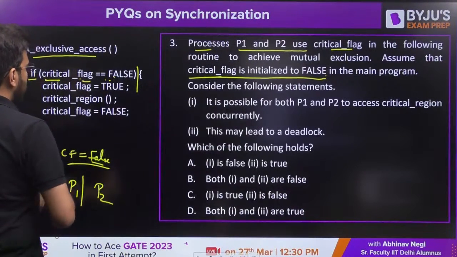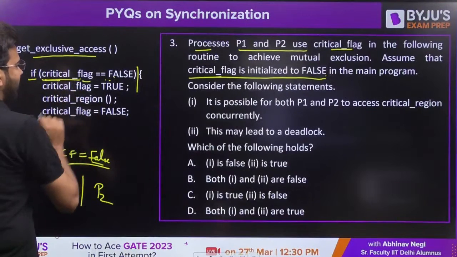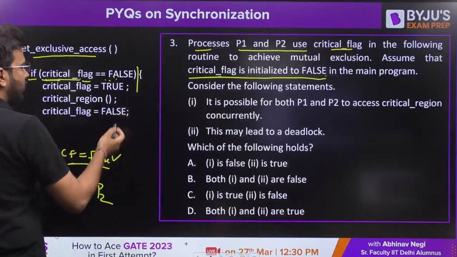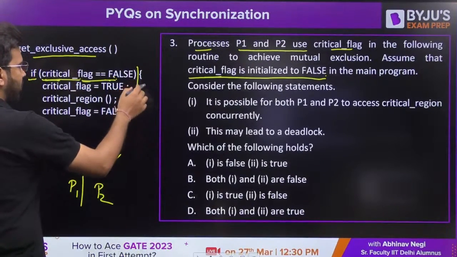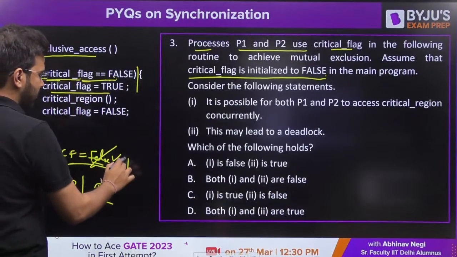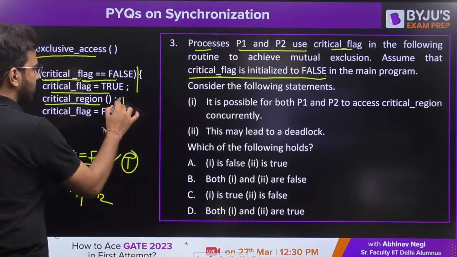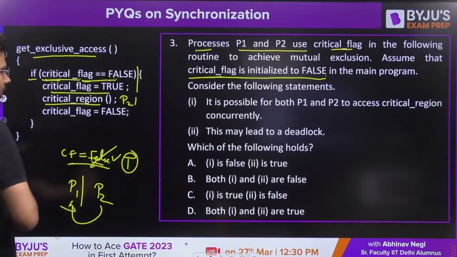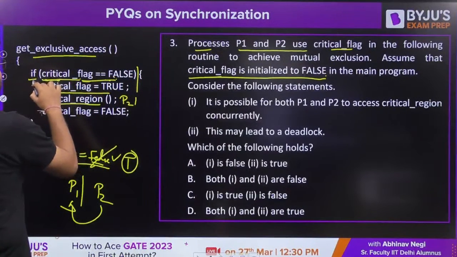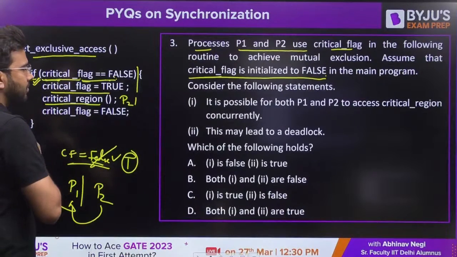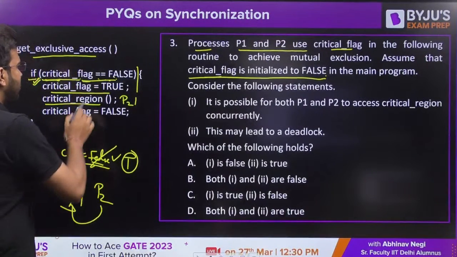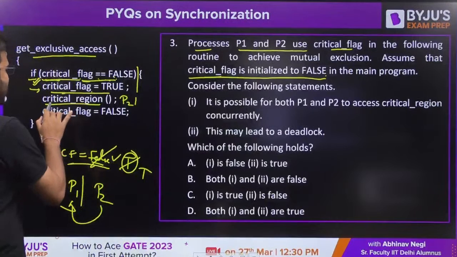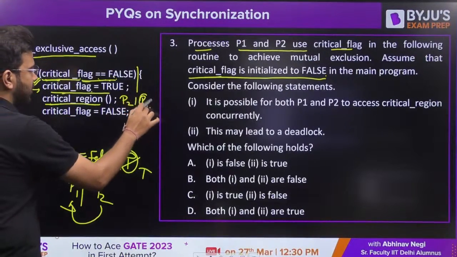Now let's talk about P2. P2 will also check whether this if condition is true or false. Initial value is false, and false is equal to false, so yes, it becomes true for P2 also. Now P2 further executes. Critical flag is equal to true, so it makes it true now, and P2 is present in the critical region. Now let's say P2 got preempted here, and we are talking about P1 again. P1 has already checked the if condition, and for P1 this condition is true, so it is going to execute from here onwards. Critical flag is equal to true; it is already true, so it just overwrites it. That means P1 is also present in the critical region.